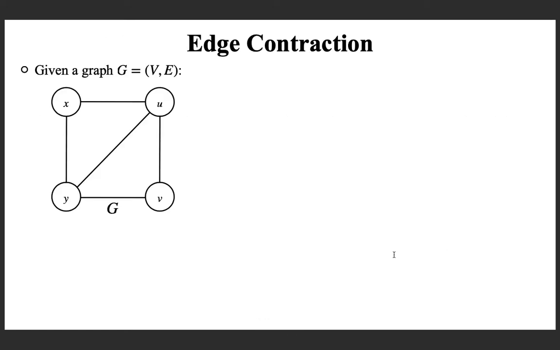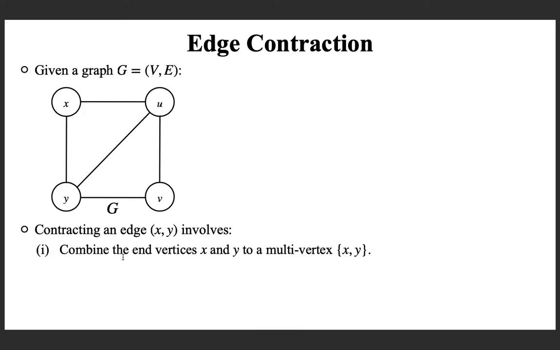So given a graph, what is edge contraction? Contracting an edge, say xy, involves combining the end vertices x and y into a multi-vertex xy. When you contract that edge, you combine the end vertices of the edge you are contracting into a single vertex. Now see that single vertex is representing two vertices in the graph, and so it is called a multi-vertex.